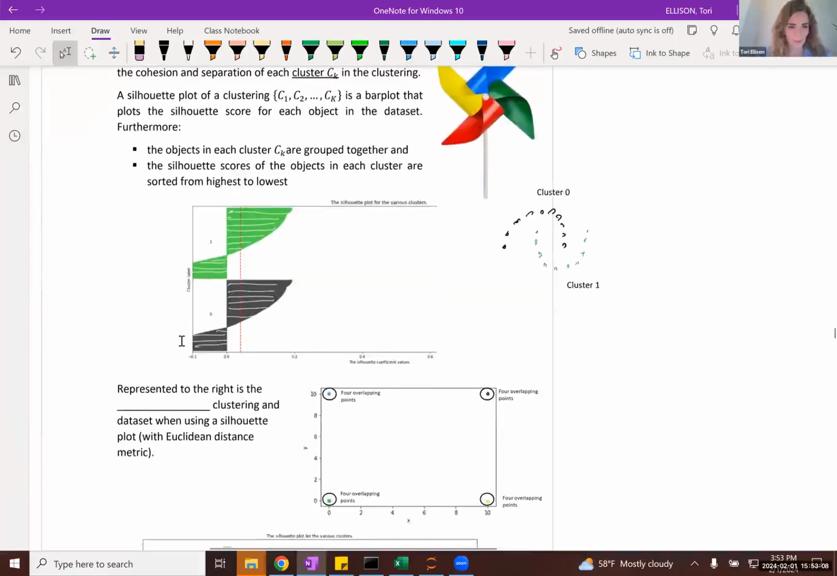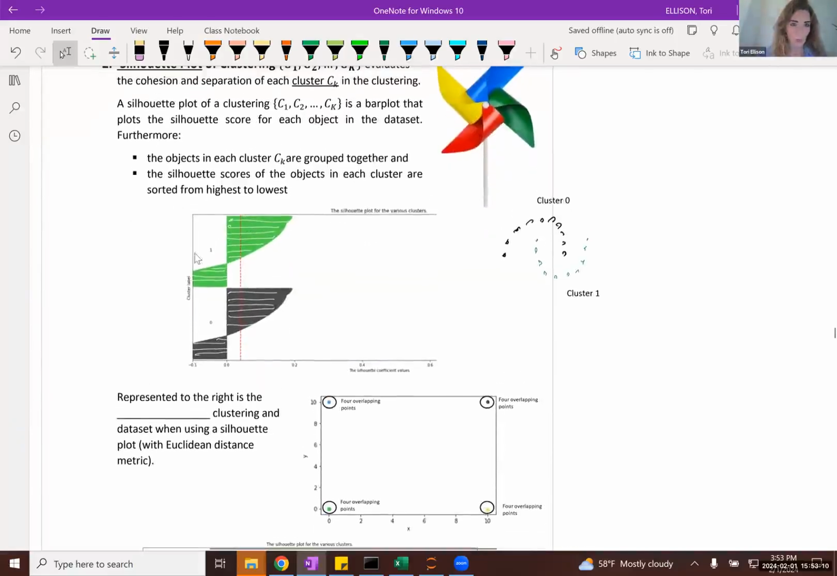So again, you want to remember that each of the silhouette scores are grouped by the cluster that they were assigned to, and they are sorted in descending order within each of those groups.